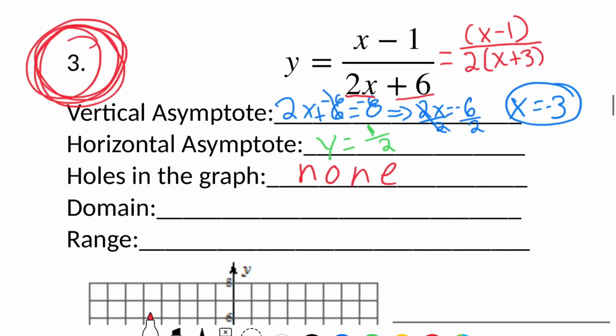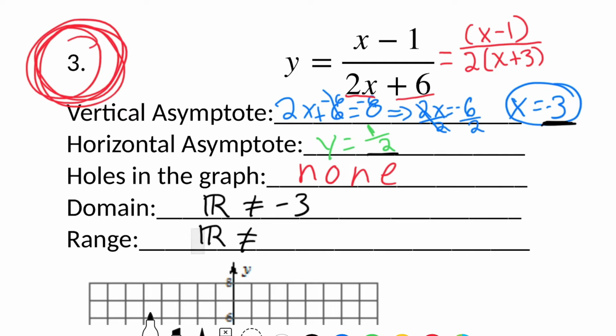So when we look at our domain and range, we're looking at the first three things that we found. Always start with all real numbers. We're not going to include the x that we're skipping for our vertical asymptote, so x not equal to -3. And then our range is going to include all real numbers except, or not equal to, our y value that we're skipping for our horizontal asymptote.